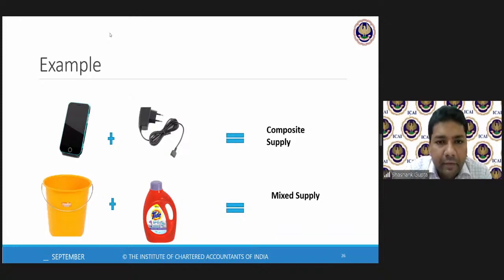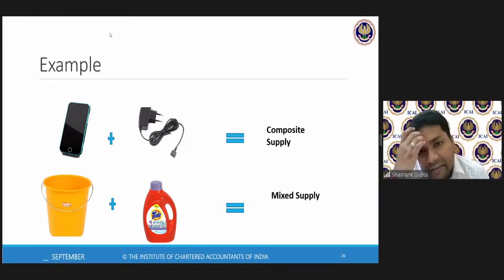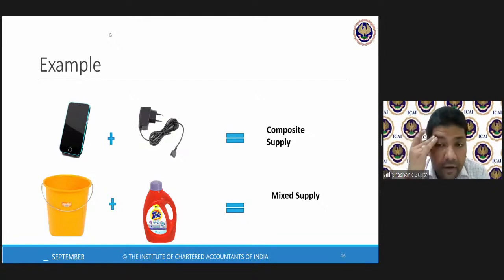Okay, Sanjay, if that makes you happy, please, I'll accept that. Taxable impact, Prashant, we've already discussed. Composite supply is taxable as per the principal supply, whereas mixed supply is taxable as per the item which is liable to the highest rate of tax. Wonderful, Bhagyashri.